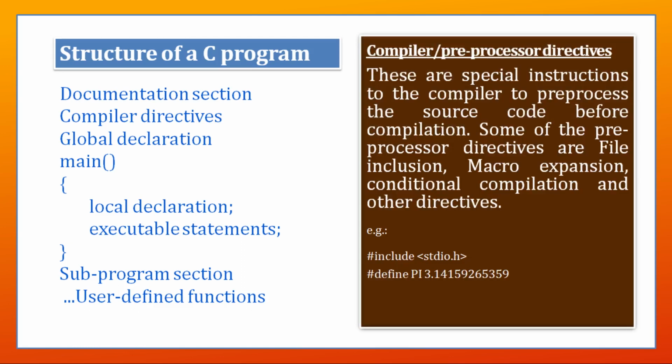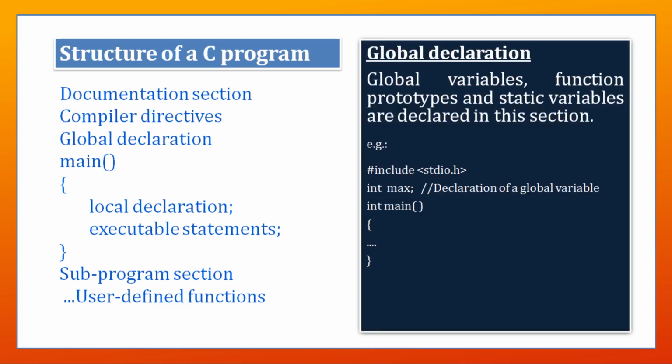Preprocessor directives. These are special instructions to the compiler to pre-process the source code before compilation. The preprocessor directives can be a file inclusion, macro expansion, conditional compilation, and other directives. Global declaration. Global variables, function prototypes, and static variables are declared in this section.